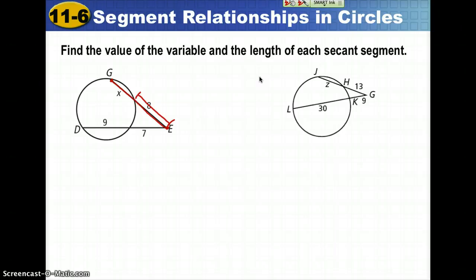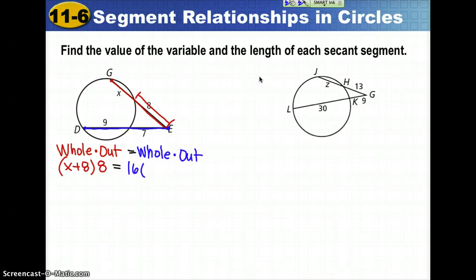Now be careful. The whole thing here, whole times the outside, the whole thing is x plus 8. The outside is just the 8. Remember I said you would use it twice. For the other one, whole times the outside, the whole thing here is 16. The outside is just 7.